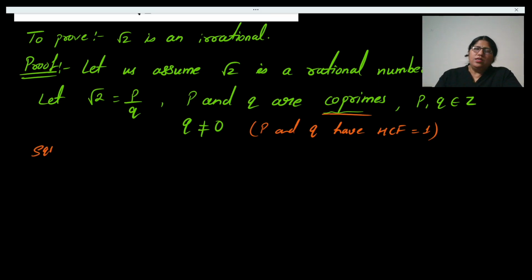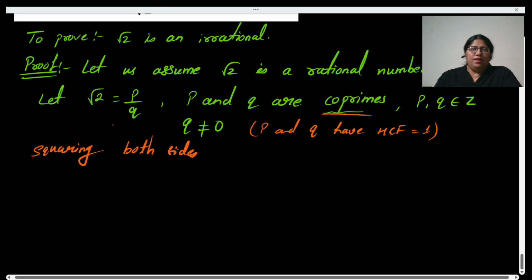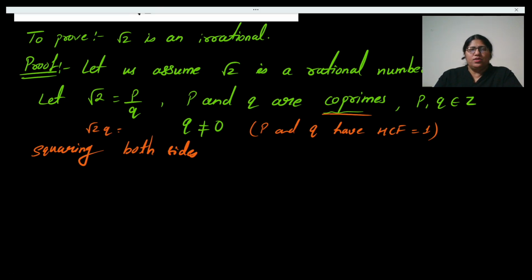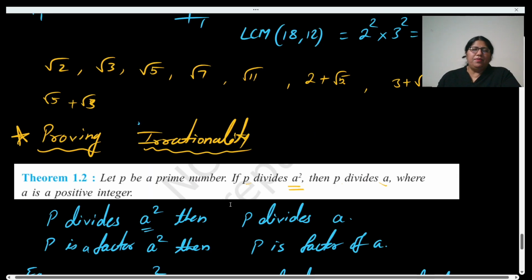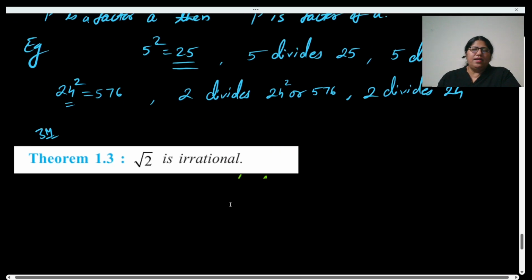Now you do here squaring both sides. I can either transpose or square, or initially also you can square. I can write down root 2q is equal to p, and squaring both sides, root 2q whole squared is p squared, and this will be 2q squared is equal to p squared. Now we have to use that theorem: p is a prime number, if p squared divides a squared, then p divides a.